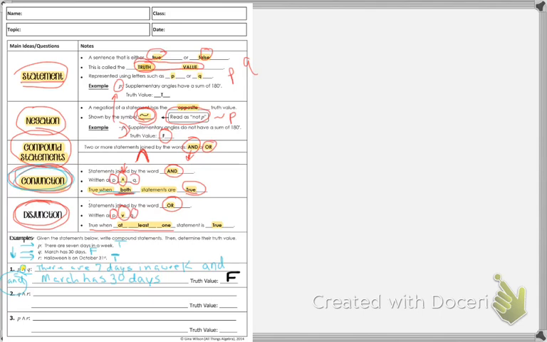So now we're going to the second part, Q and R. Well, Q is March has 30 days. The connector is still and.